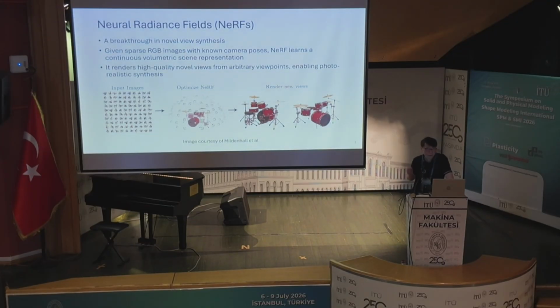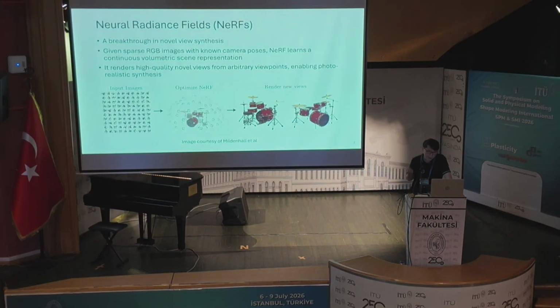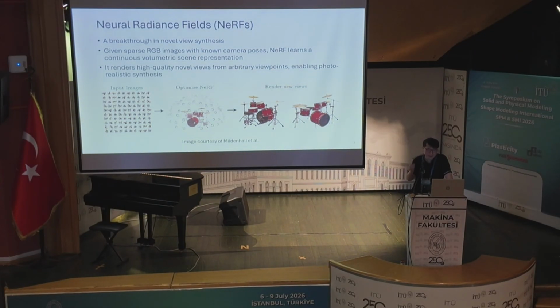Neural radiance fields, or NeRF, developed by Mildenhall et al. in ECCV 2020, was a major breakthrough for novel view synthesis. Here, given a sparse set of images and known camera poses as input, a NeRF learns a continuous volumetric representation of the entire scene. Then by volume rendering along camera rays, NeRF can synthesize very high quality novel views from arbitrary viewpoints. So basically, NeRF is very strong for rendering, but the important question is, does this also give us accurate surface geometry?